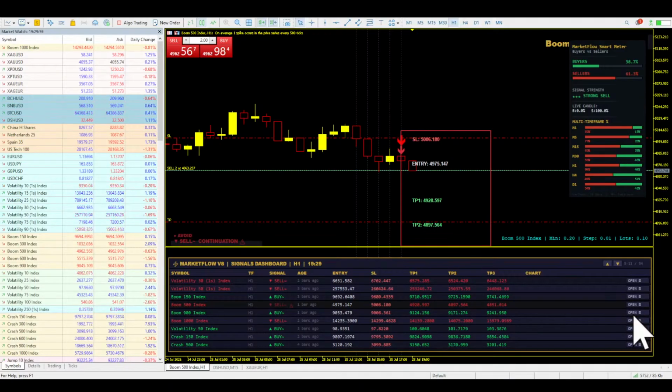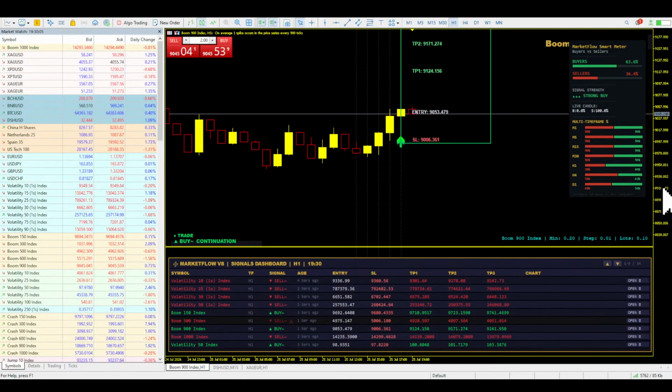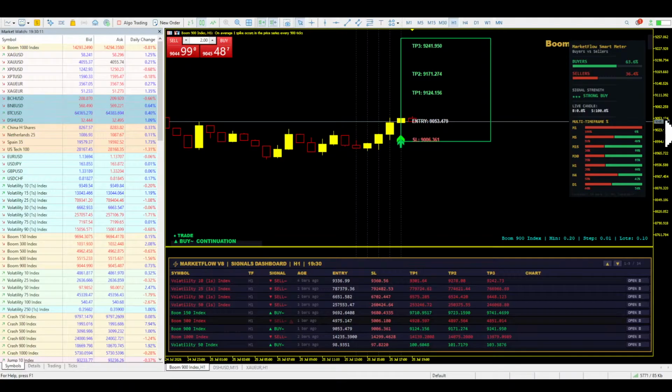Let's see. Okay, I got a lot of things happening. Ooh, so this is Boom 900 index giving us the same thing. We've got a buy signal on the dashboard indicator and the buyers are in control. So I'm going ahead and opening up that trade. Guys, you see how quickly I'm deciding to open up trades? This is how quickly you decide, okay? No time wasting, we're just executing.